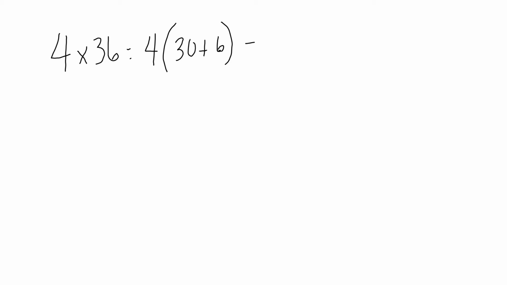So what are some of the ways that we could express this problem that we just did in the distributive property? Well, we could do 4 times 36 equals 4 times, and then we broke it into 30 plus 6. We could also say that it's 4 times 30 plus, and then we have to distribute the 4 times the 6.